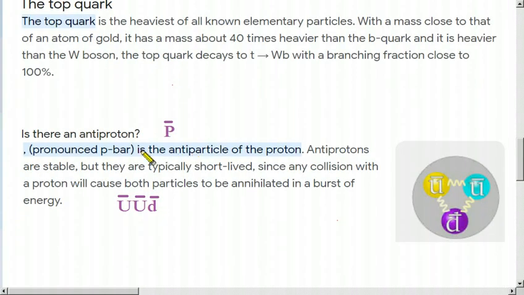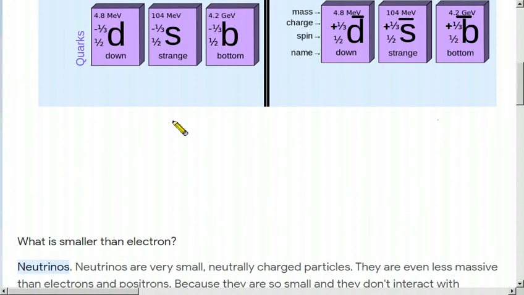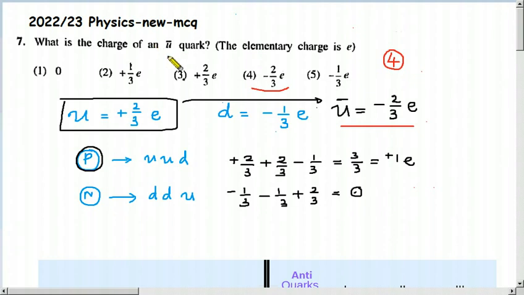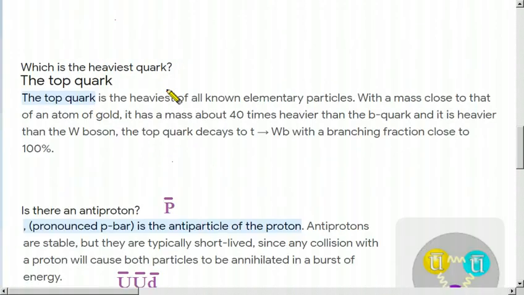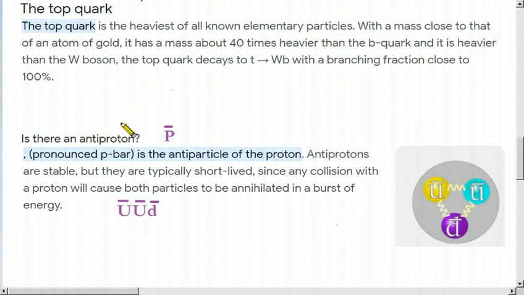Then, is there an antiproton? Here is a good question they might ask in future. Because they asked this time anti-up quark, we never thought, but they asked it. So next time they might ask how many quarks are there in an antiproton. So this one is antiproton, like anti-up quark. So this one is P bar. P bar means, in words we say antiproton.